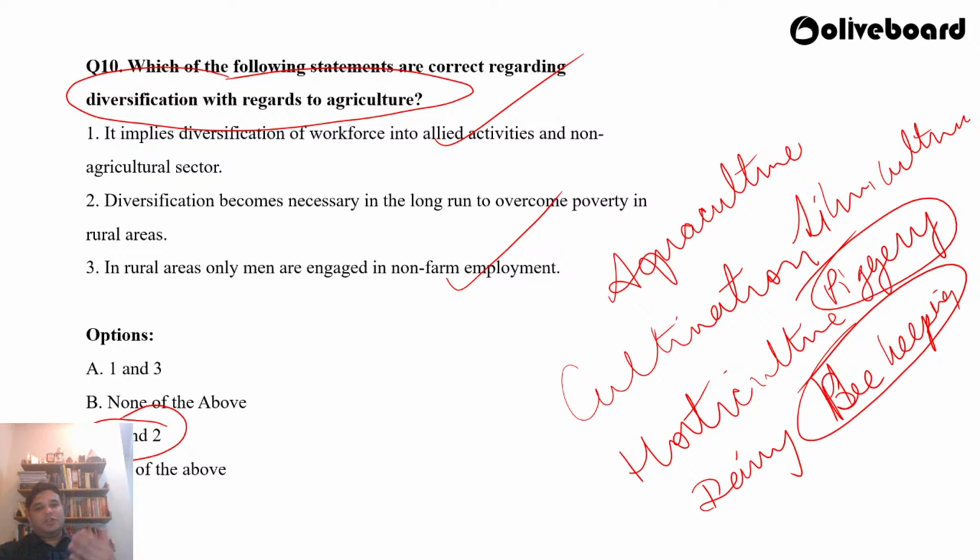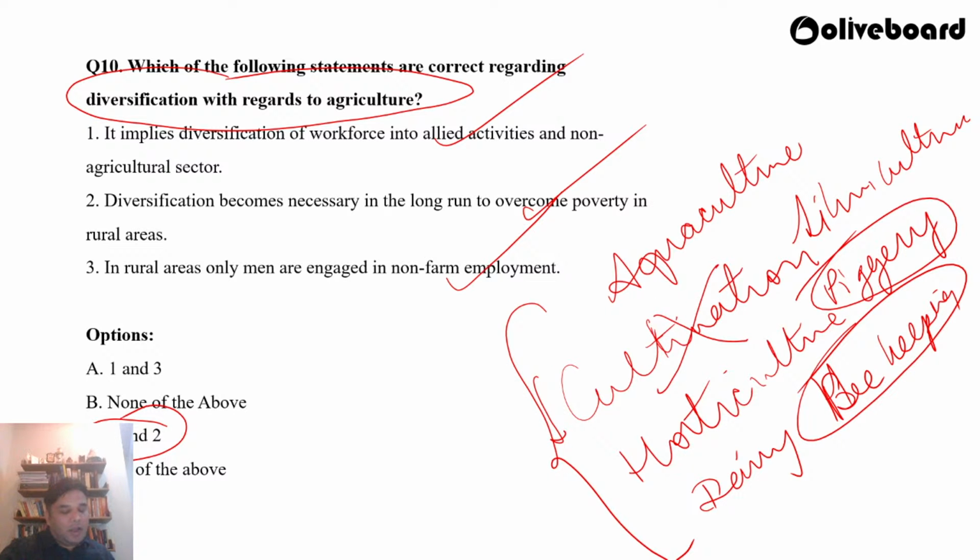So if there is diversification of workforce into allied activities and agricultural and non-agricultural sectors, then it will lead to more diversification. And diversification becomes necessary in the long run to overcome poverty. Now how will poverty go away from this? If in one of the years the monsoon doesn't perform and cultivation declines, or cultivation is not happening at all, then you can diversify into other sectors like dairy, like piggery, like beekeeping, like silviculture. So what will happen is that at least your incomes will also be diversified, the sources of your income will also be diversified, and as a result of that you will be able to overcome poverty in rural areas, right?